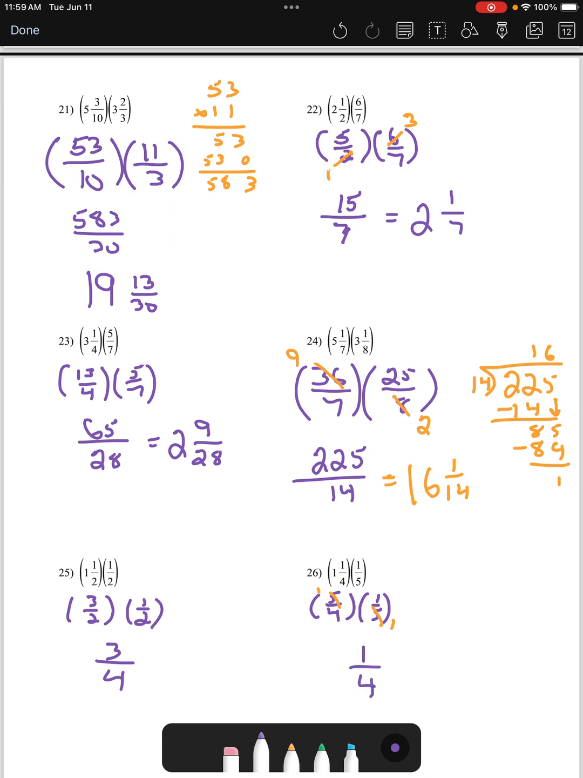The 1/5 is 1/5. We can simplify the 5s. They will both become 1s. They essentially cancel each other out. So in our numerator, 1 times 1 is 1. In our denominator, 4 times 1 is 4.